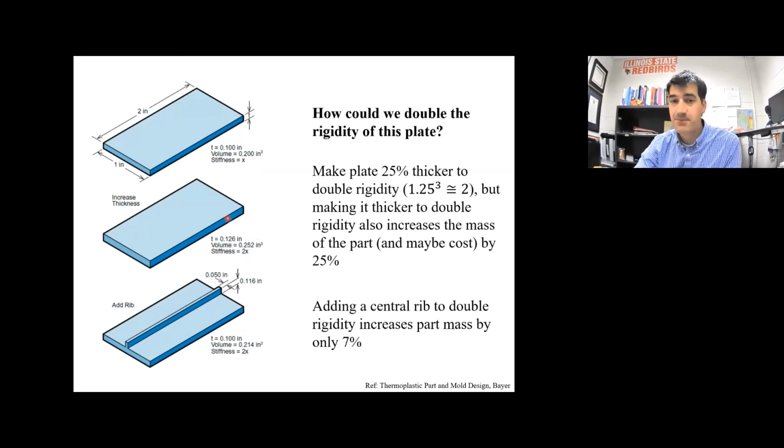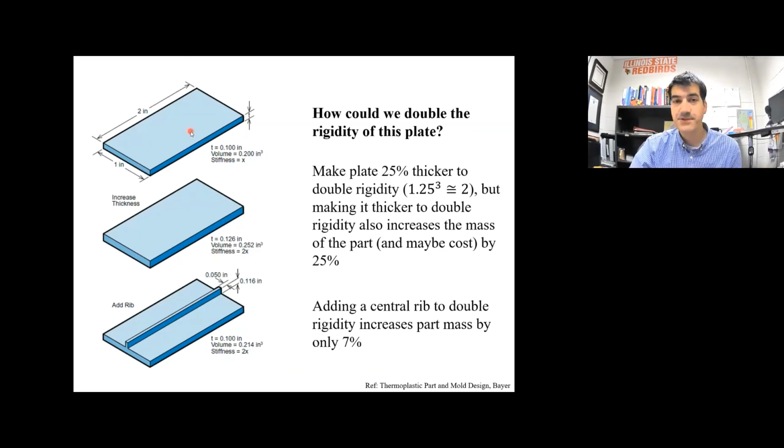And now you've got a part that is twice as rigid as this part right here. But the problem with doing that is that if you have made the part 25% thicker, then you've also increased the mass of the part and maybe the cost of the part by 25% as well. So there might be a better way of doing that.